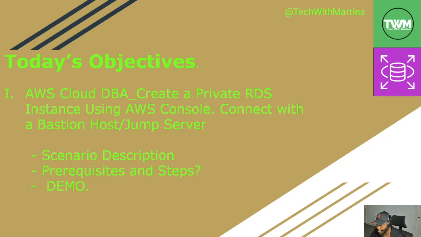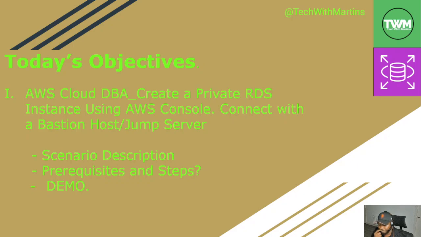Today's session is a continuation from the previous video, where we'll be looking at how you can create your private Amazon Relational Database instance using the AWS Management Console, and how you can authenticate to this RDS instance using a Bastion host or a jump server. Maybe the authentication client could be psql or pgAdmin from your PC.